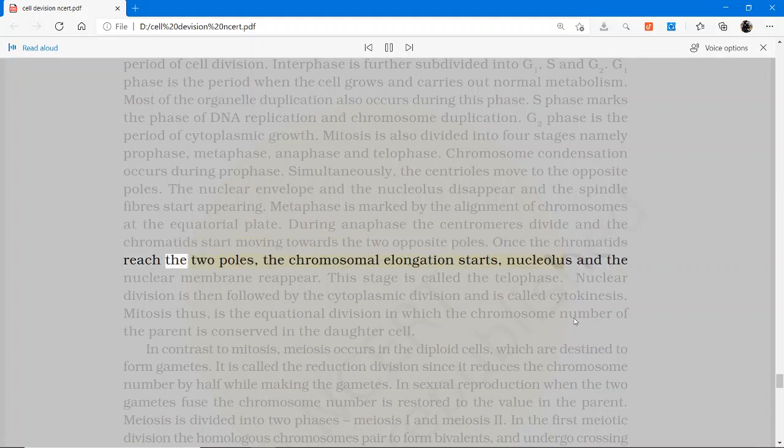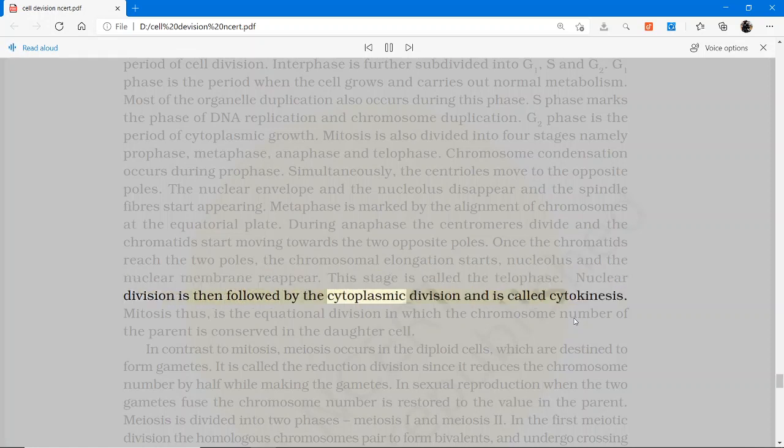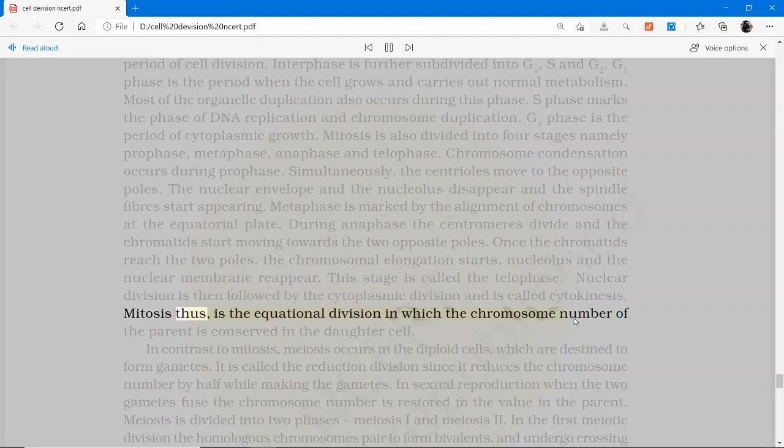Once the chromatids reach the 2 poles, the chromosomal elongation starts, nucleolus and the nuclear membrane reappear. This stage is called the telophase. Nuclear division is then followed by the cytoplasmic division and is called cytokinesis. Mitosis, thus, is the equational division in which the chromosome number of the parent is conserved in the daughter cell.